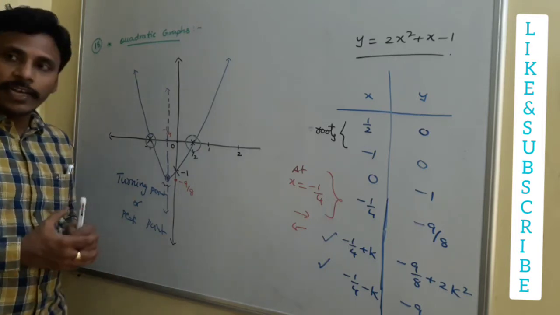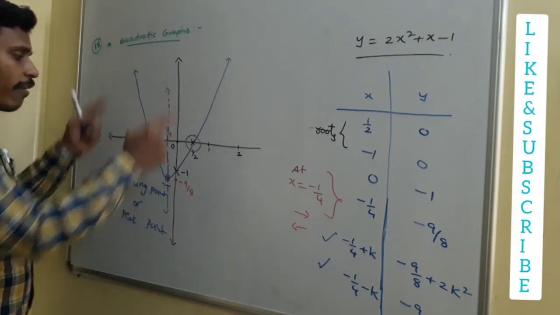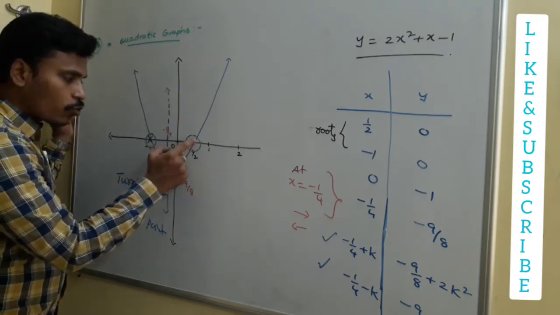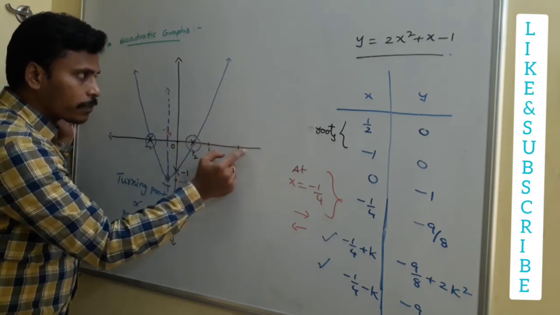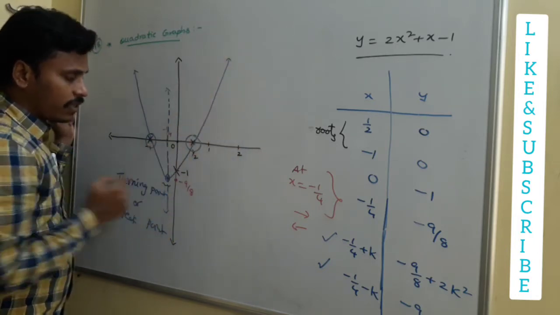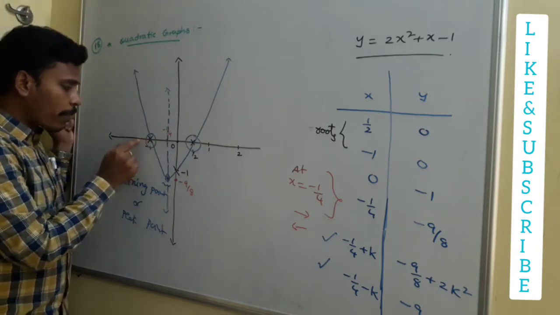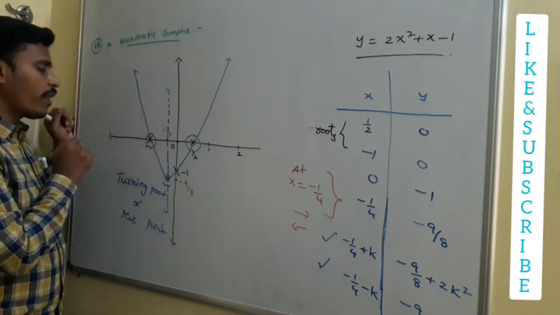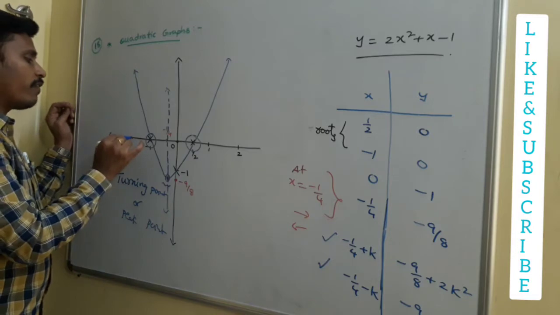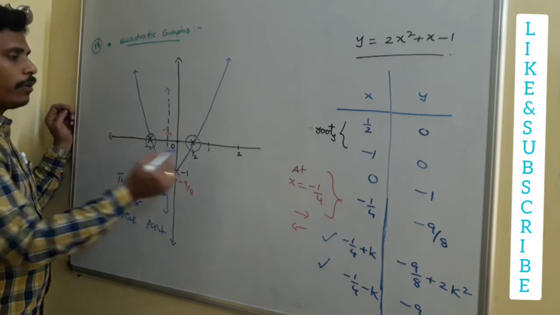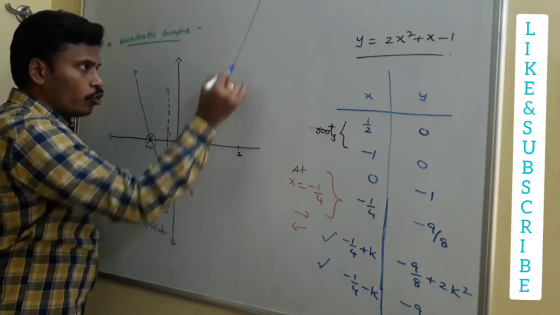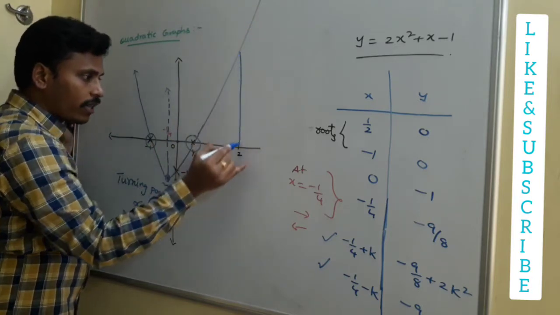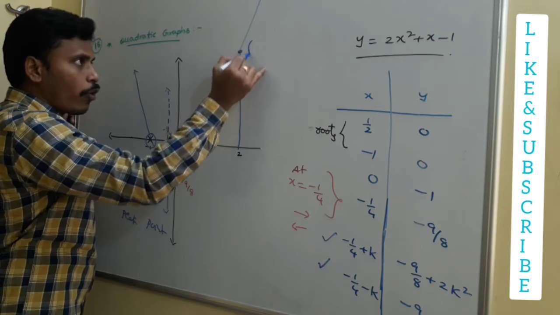If you observe the graph once again, after this 1 by 2, take any value of x, its corresponding graph is above the x-axis. And below this minus 1, take any point on the x-axis and its corresponding y value is above the x-axis. For example, if it is 2, yeah, this is the graph actually. If it is 2, then what is the corresponding point on the graph? This is the corresponding point on the graph.